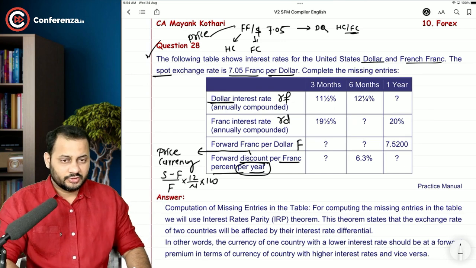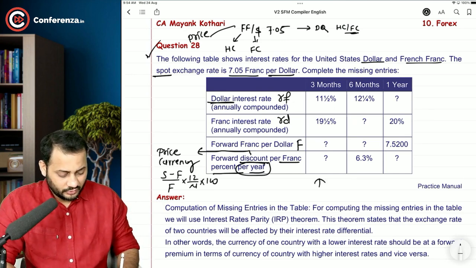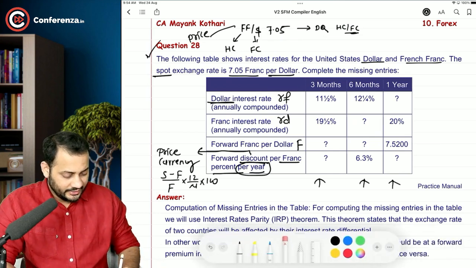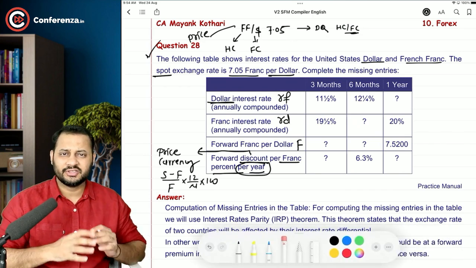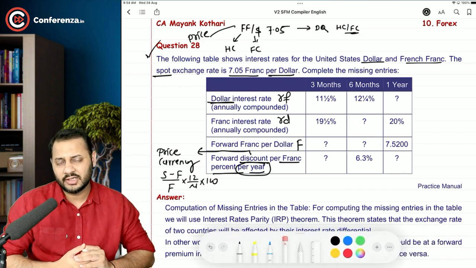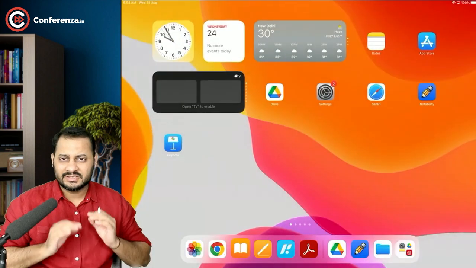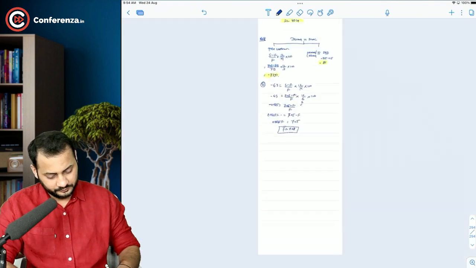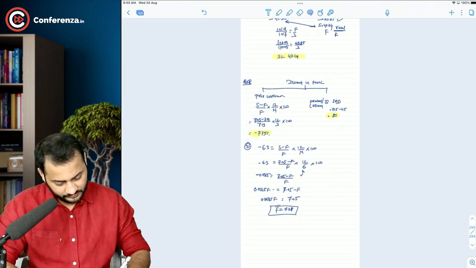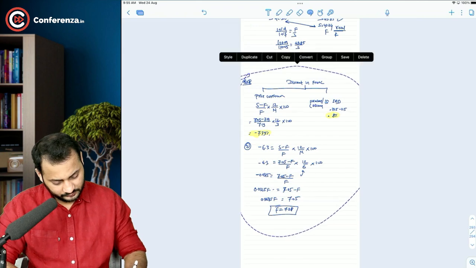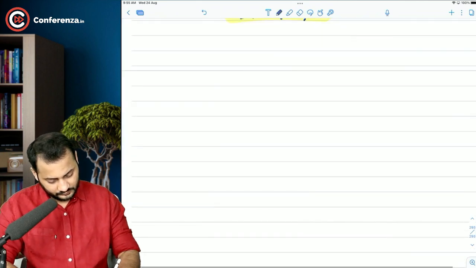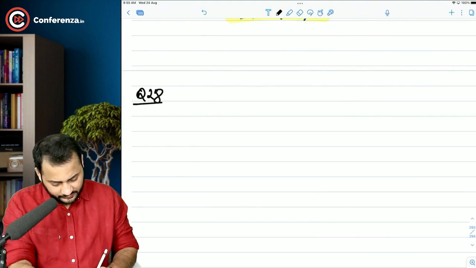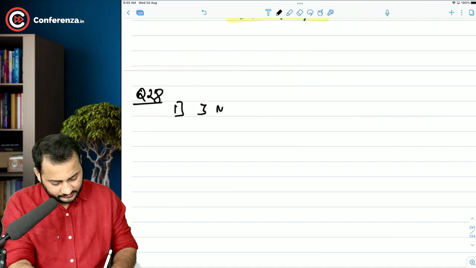So we will go one by one. First we will solve for 3 months, then for 6 months, and then for 1 year. Later on I will explain the answer given by the institute, because the institute has messed up the answers a little bit. I will make it simple and clear. Question number 28. First we will take the 3 months data.